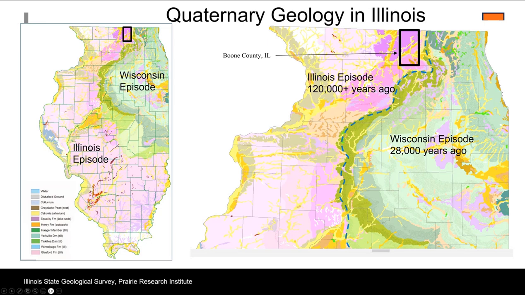In McHenry County, for example, I hope you can see my mouse. Can anybody confirm if you can see my mouse or not? Yes. Sorry. Okay, great. It's little, but we can see it.